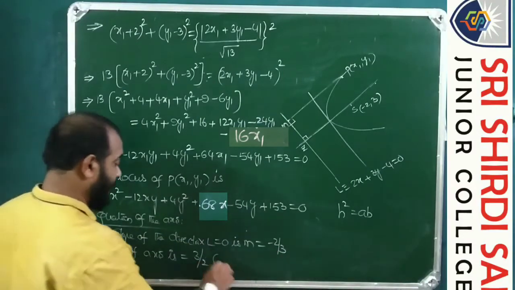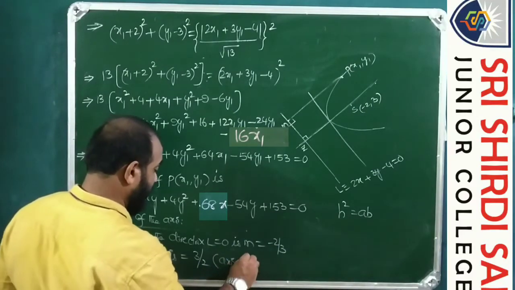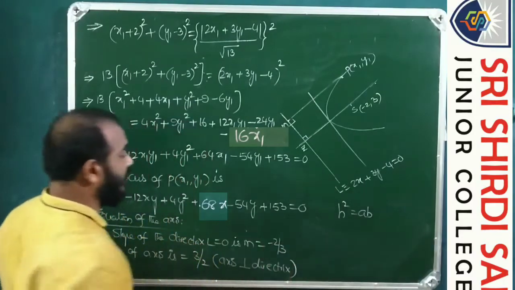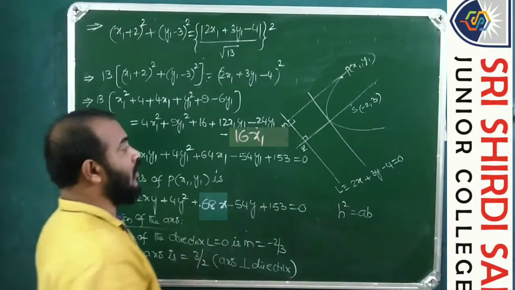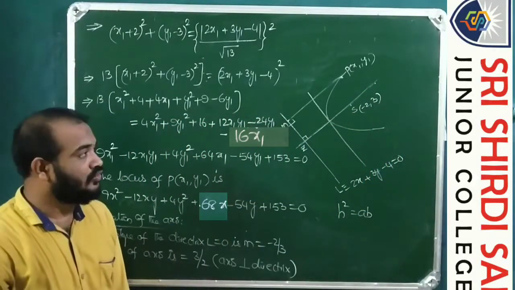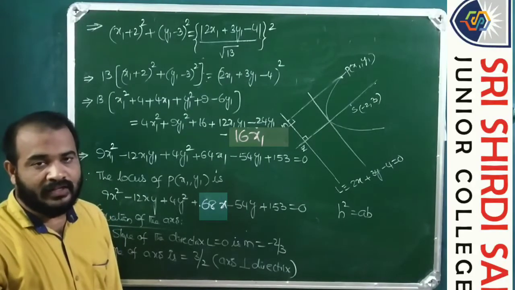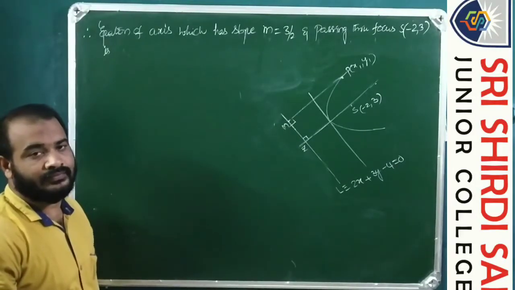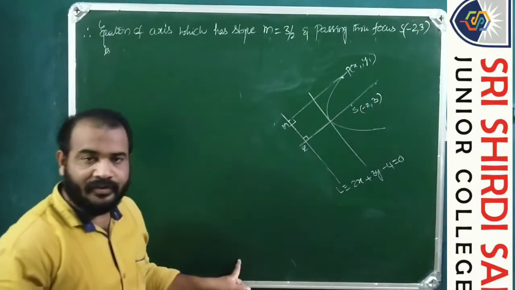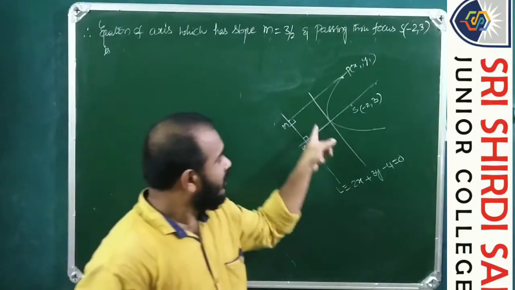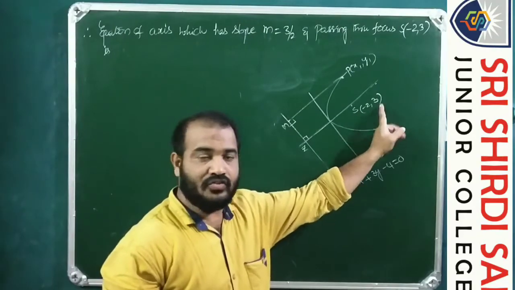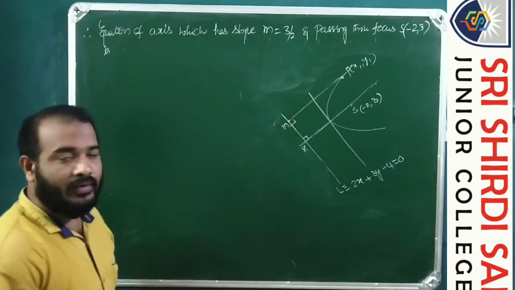Since the axis is perpendicular to the directrix, therefore here the slope of this line is 3 by 2 and it passes through this point. With the help of these two, slope and point form, we will obtain the equation of the axis. Now the equation of the axis, which has the slope 3 by 2 that we got right now, and the axis is passing through the point minus 2 comma 3, which is the focus, in slope point form.